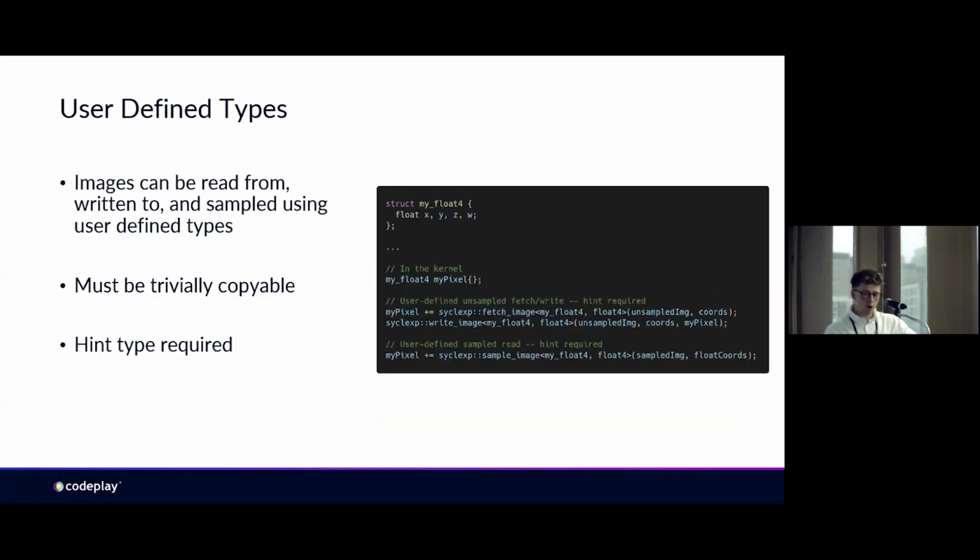But we also allow for the reading of images with user-defined types as well. You must pass in a hint type so that the API can perform the correct sampling operation, because the way the image is sampled does depend on the underlying data.